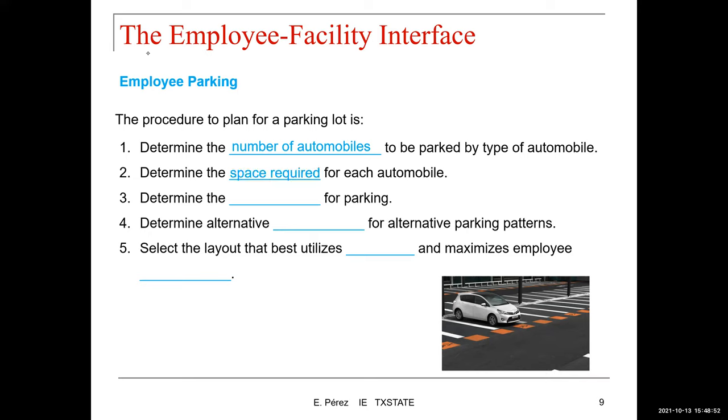Determine the space required per car. Determine the available space for the parking. And then determine alternative parking layouts for alternative parking patterns. If you think about the parking spaces that you typically use, let's say at the university, or if you go to any store, you'll see that there are different layouts. If you pay attention, some of them are diagonal, some of them allow you to go in both directions, some of them only allow you to go in one direction. So those are things that are planned for a reason.